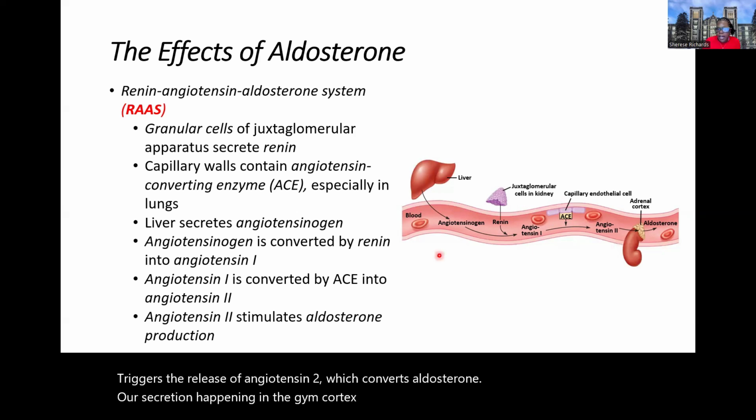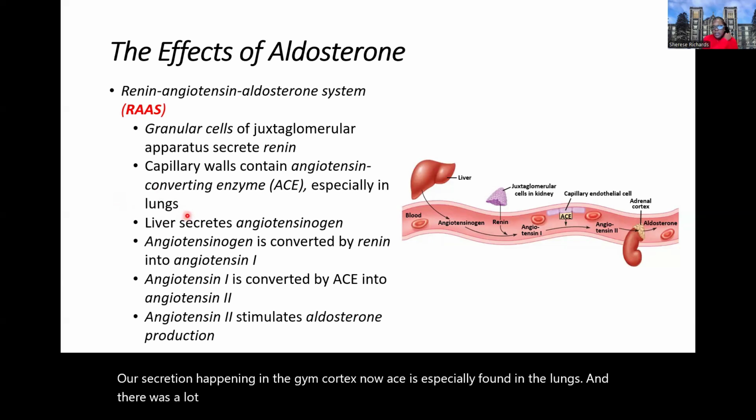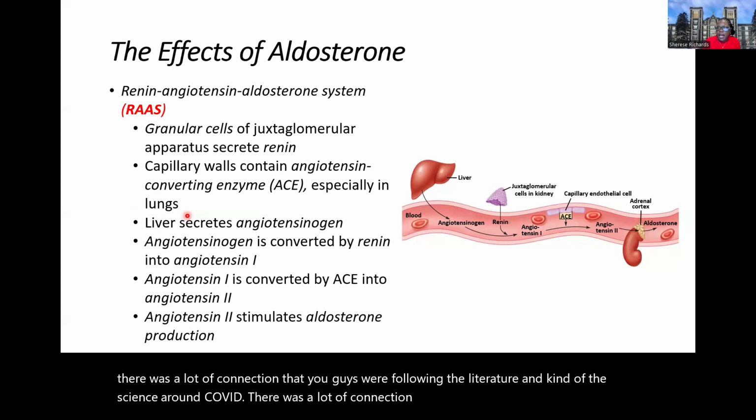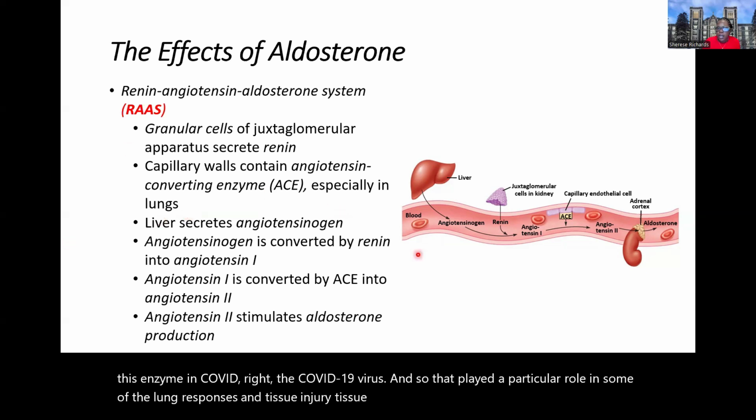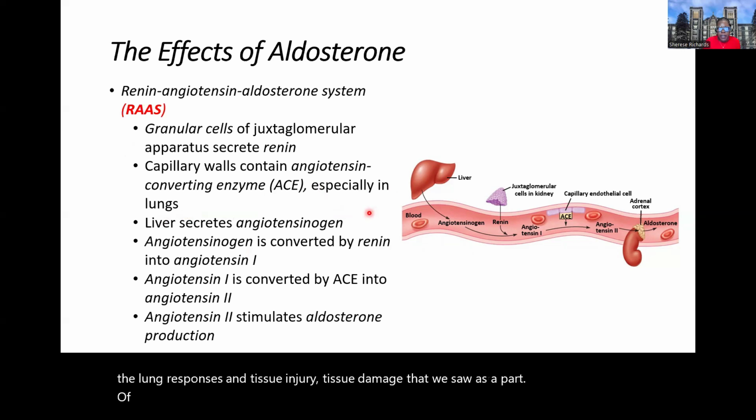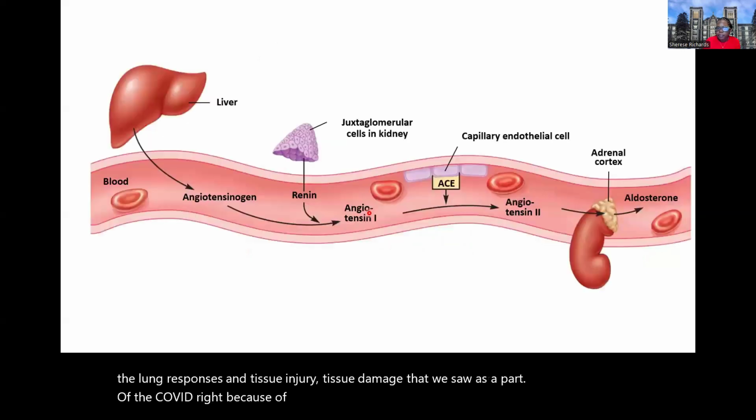Now, ACE is especially found in the lungs, and there was a lot of connection, if you were following the literature and the science around COVID, between this enzyme and the destruction of this enzyme in COVID, right? The COVID-19 virus. And so that played a particular role in some of the lung responses, tissue injury, and tissue damage that we saw as a part of COVID, right? Because of this presence in the lungs.